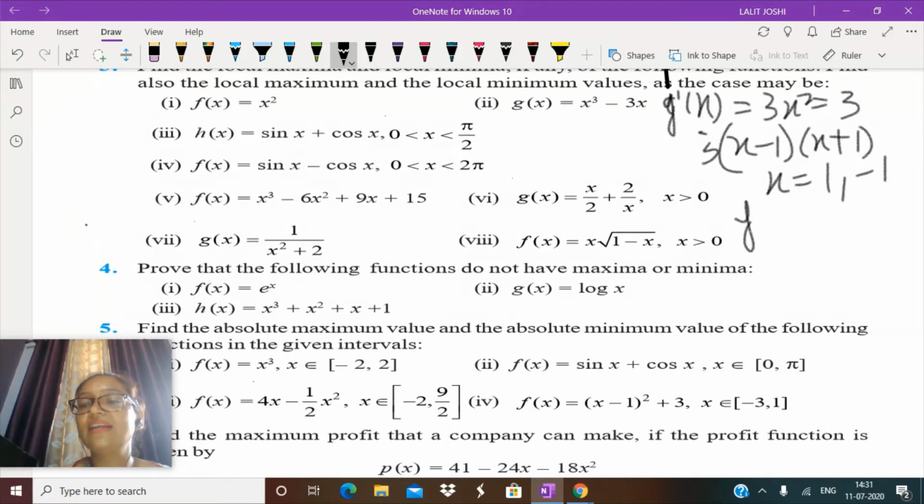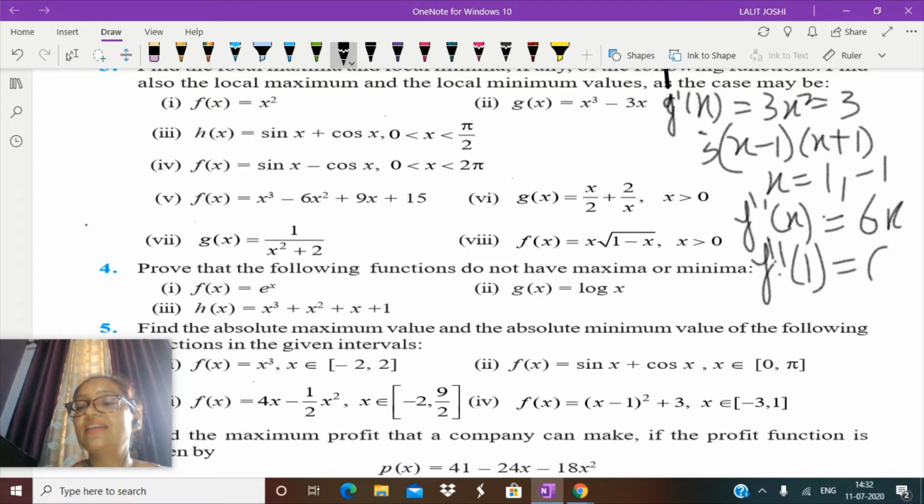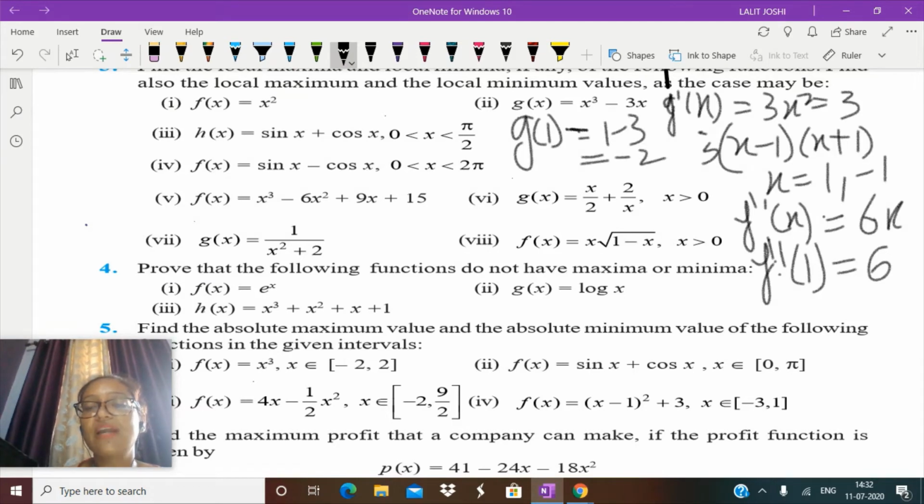I'll find the second derivative. If I find the second derivative over here, I'll get 6x. If I put 1 in the second derivative, I'll just get 6, so it is greater than 0. So 1 is the point of minima. If I put 1 in the function, what will be the minimum value? The minimum value will be 1 minus 3, that is minus 2, right?